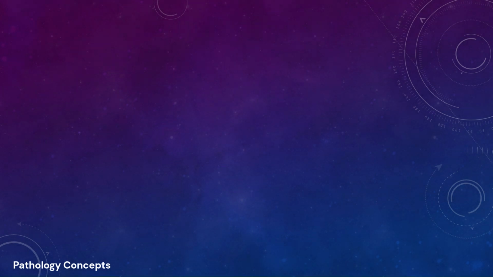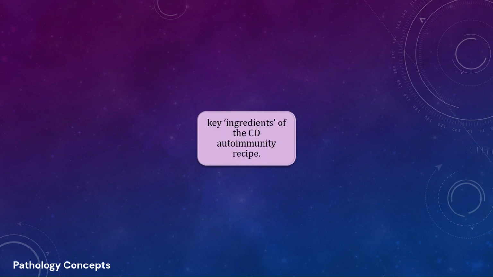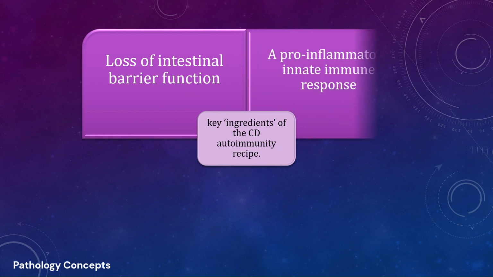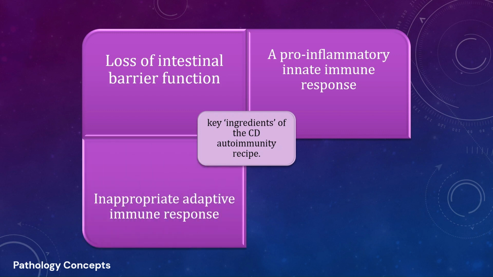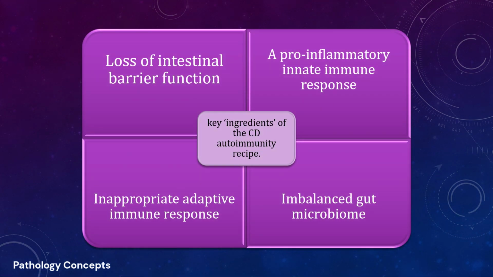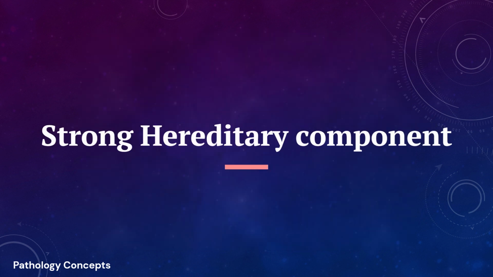Besides genetic predisposition and exposure to gluten, the loss of intestinal barrier function, a pro-inflammatory innate immune response triggered by gluten, inappropriate adaptive immune response, and imbalanced gut microbiome all seem to be key ingredients of celiac disease autoimmune recipe. Celiac disease has a strong hereditary component.